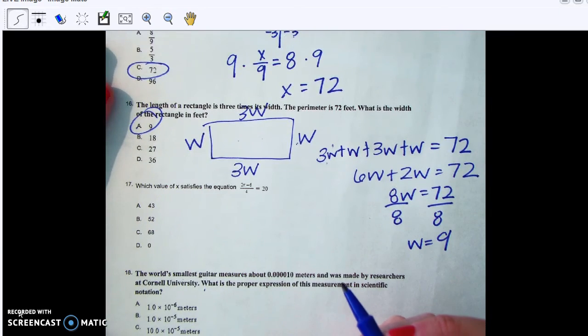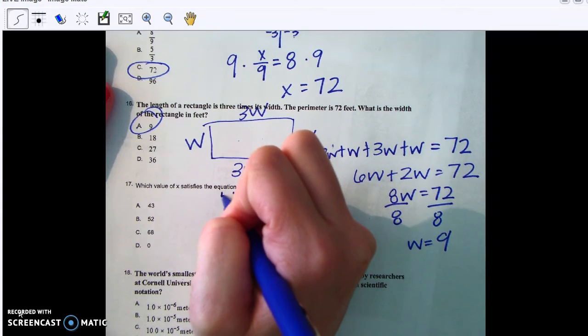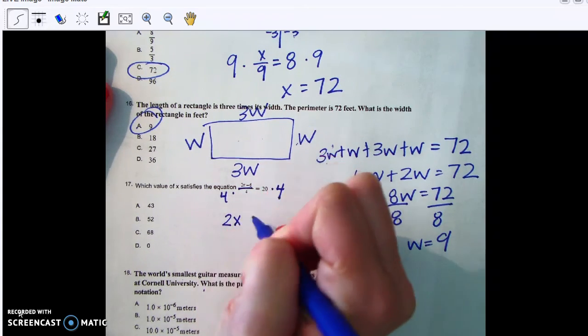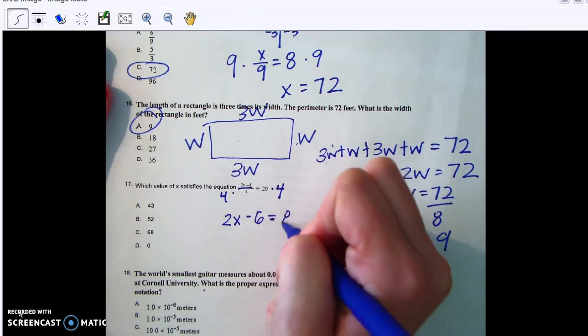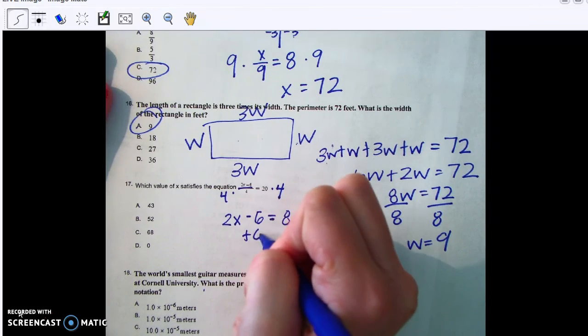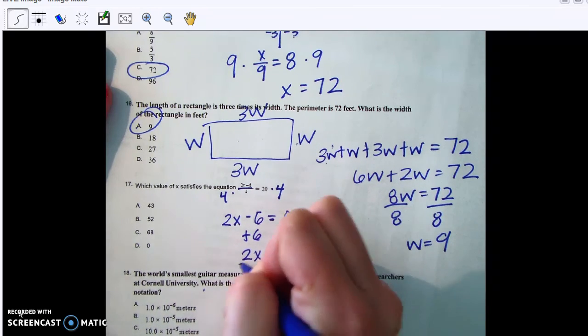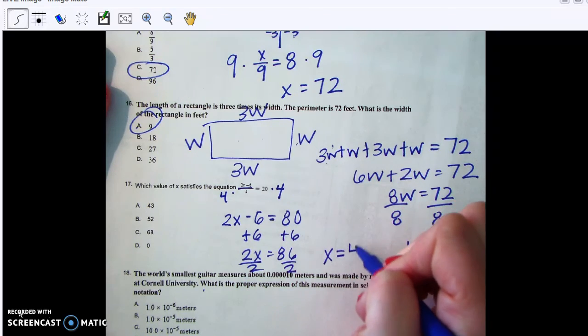17, which value of x satisfies the equation? Well, since we're dividing this whole thing, the first thing to solve this is to multiply both sides by 4. So you get 2x minus 6 is equal to 80. Now I'm going to add 6 to both sides. 2x is equal to 86. Divide both sides by 2. X is equal to 43.